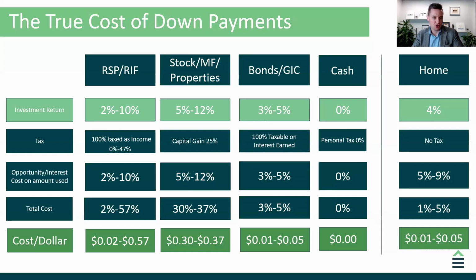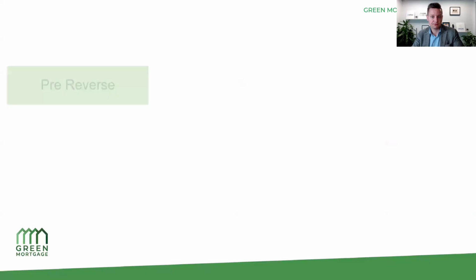So the long story short of it is, it doesn't always make sense to liquidate investments you have that are earning an income for you if you can pull it out of your home, keep your home, and use a reverse mortgage effectively.